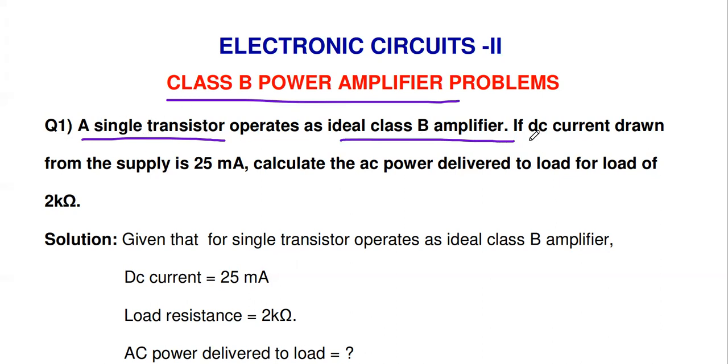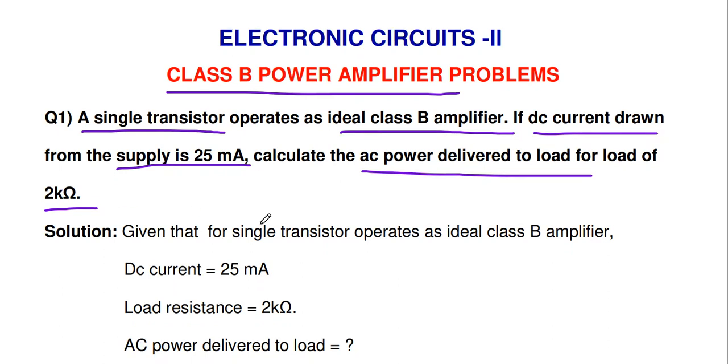If the DC current drawn from the supply is 25 milliamps, the question is: calculate the AC power delivered to the load, if the load is 2 kilo ohm. So only one thing we have to find out, the AC power delivered to the load, that is PAC. The load is 2 kilo ohm.